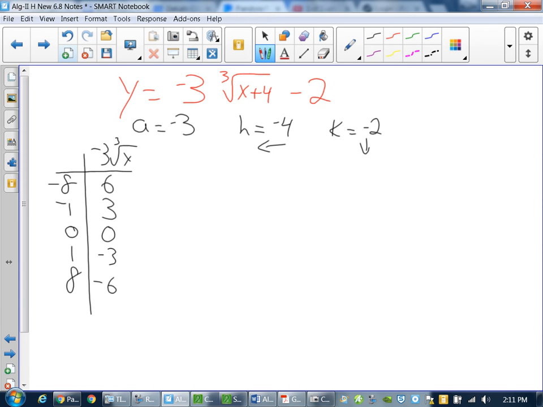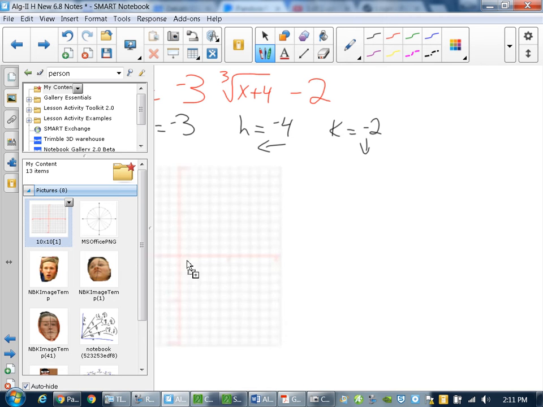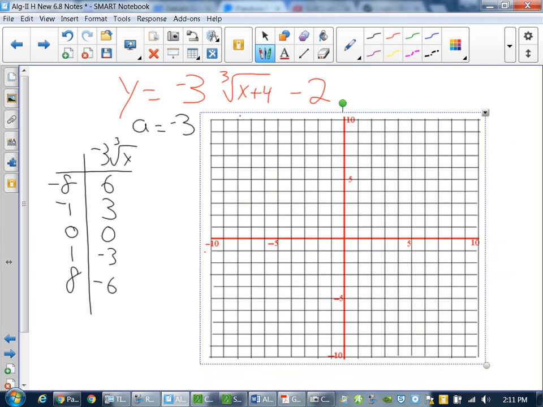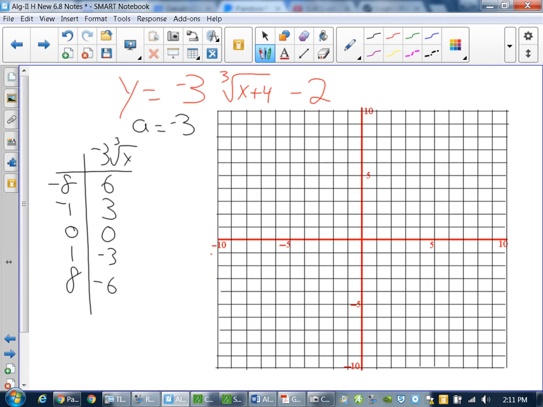So would you just be able to get the first 3 and then not need to do the other 2? A lot of times. But it doesn't hurt to check it, make sure you didn't mess up something else. So now I go and plot my parent graph.